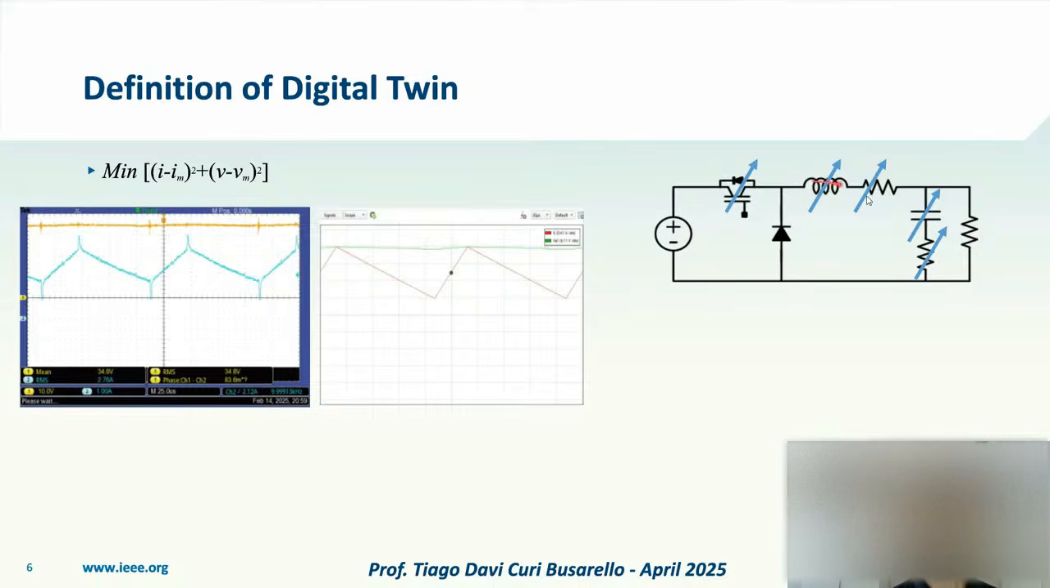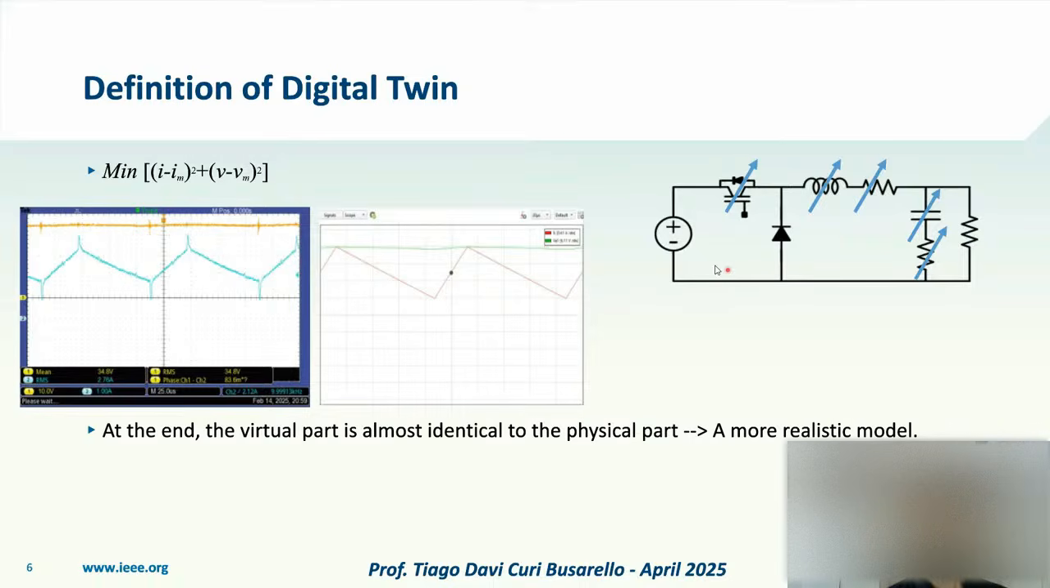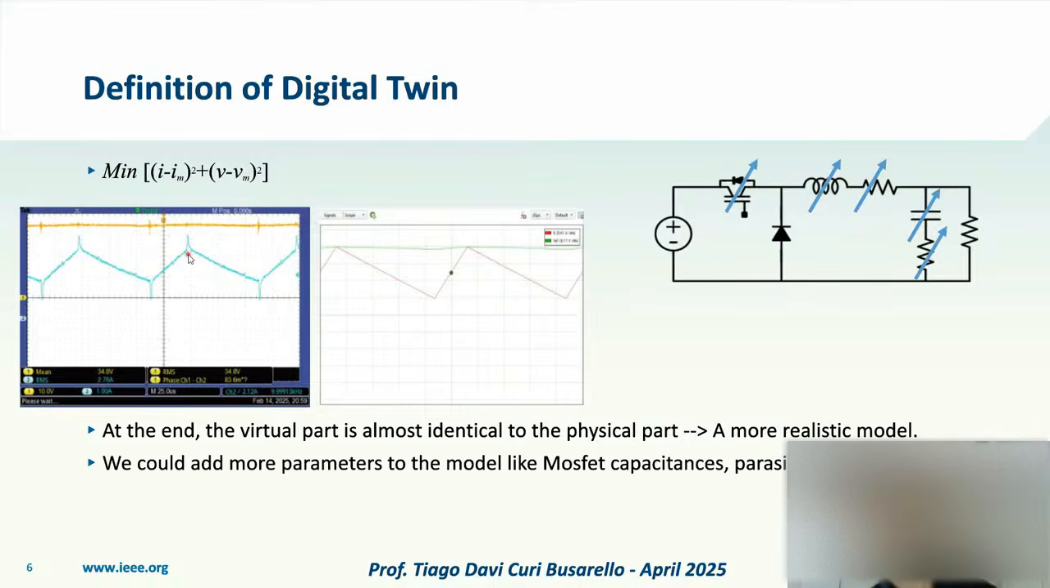The algorithm itself will change all the parameters I want that are included in the algorithm. And actually, in the end, the virtual part is almost identical to the physical part. As a result, we have a more realistic model. But you may already notice that there are a lot of non-modeled phenomena here, like capacitance of the MOSFET, parasitic inductances. Pretty much this current will struggle a little bit to be equal to this one, and we're going to establish our threshold to consider that we have equal currents. Let's discuss this in a moment.